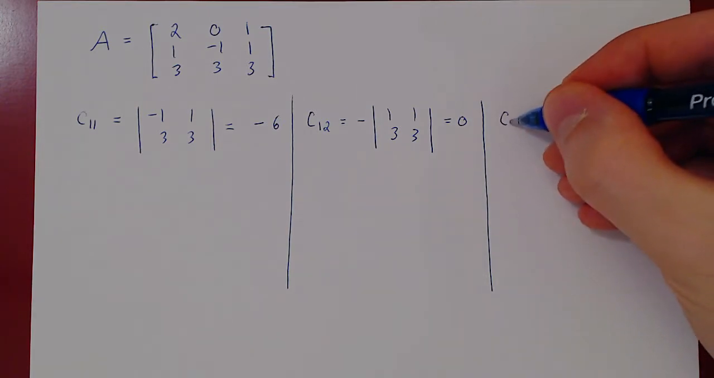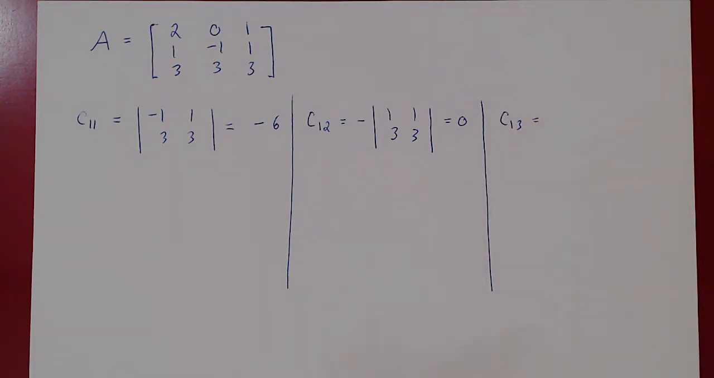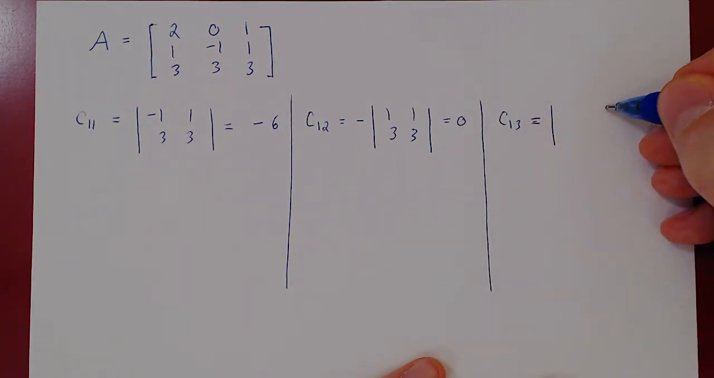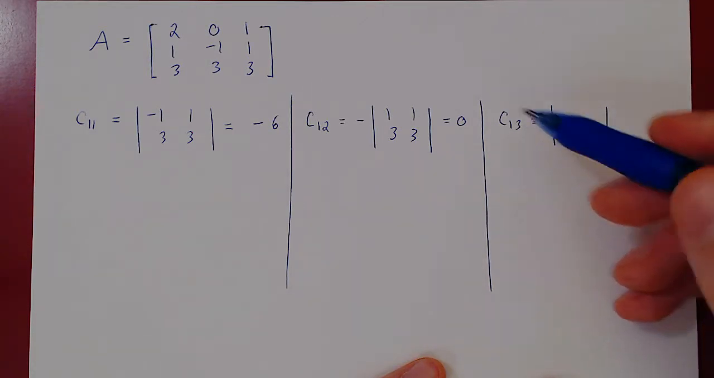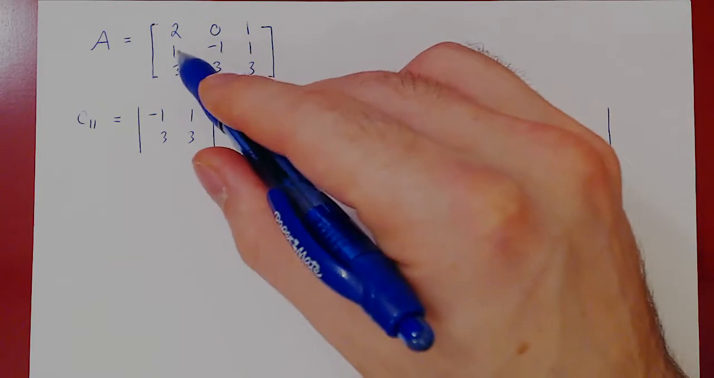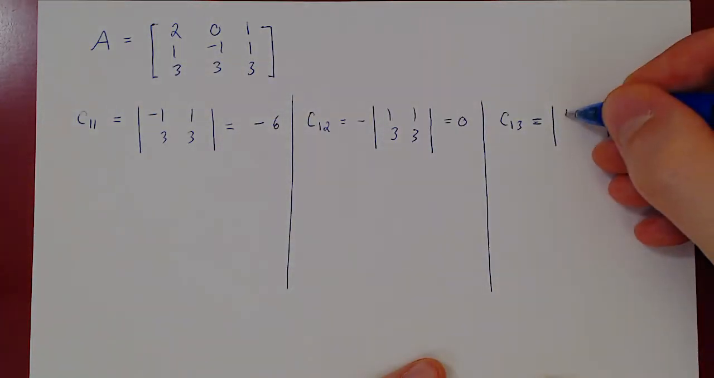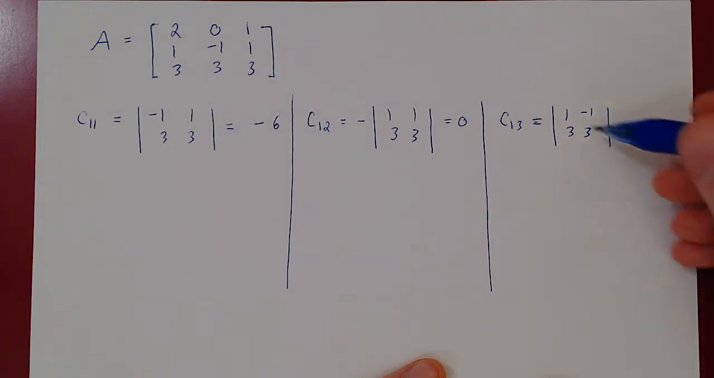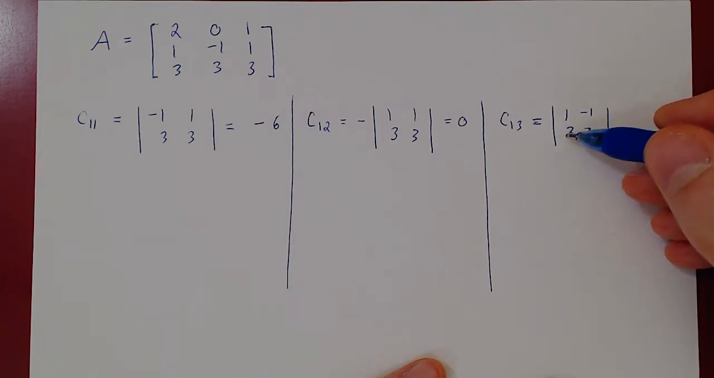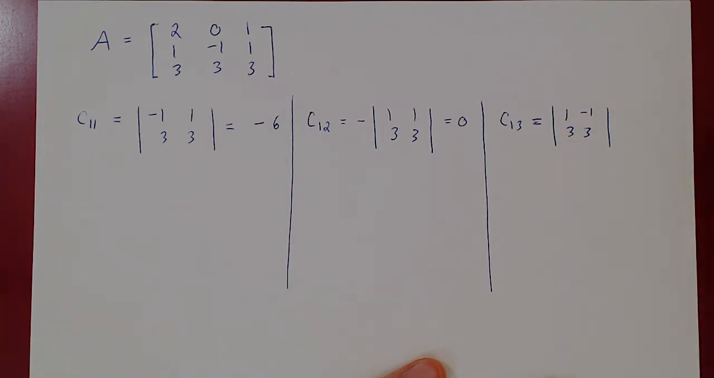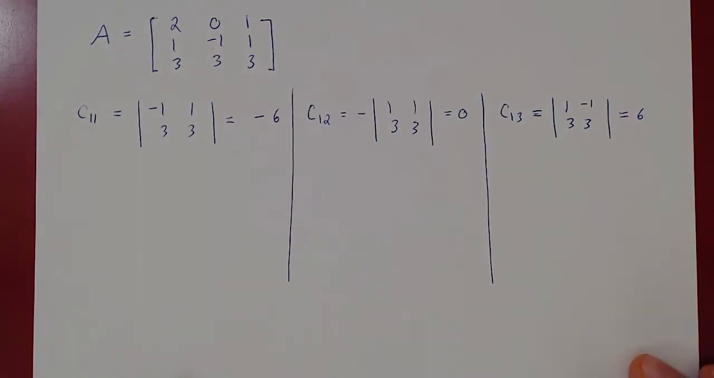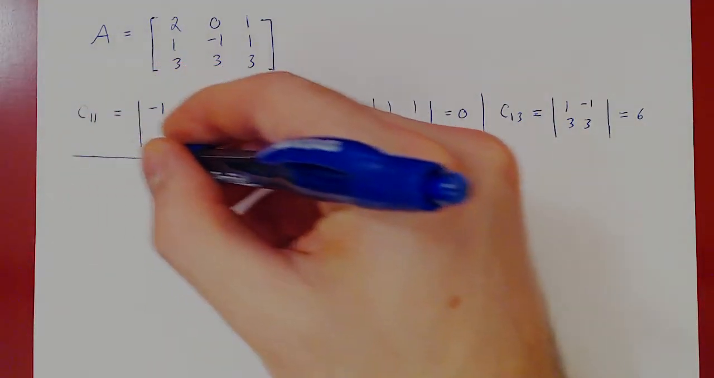And finally, C13. 1 plus 3 is 4, which is even, no negative sign. Determinant of the 2 by 2 matrix obtained after we delete the first row, third column. First row, third column, we get 1, negative 1, 3, 3. The determinant here will be 1 times 3, 3, minus negative 3. 3 minus negative 3 is 3 plus 3, which is 6. And there you go, we're a third of the way done. We have 3 cofactors. There are 6 cofactors missing. Let's keep going.